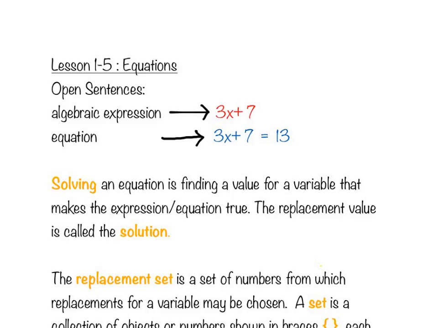Lesson 1.5, Equations. Please notice the difference between an algebraic expression and an equation. An algebraic expression, an example of one is 3x plus 7. An example of an equation is 3x plus 7 equals 13. An equation will always contain an equal sign.